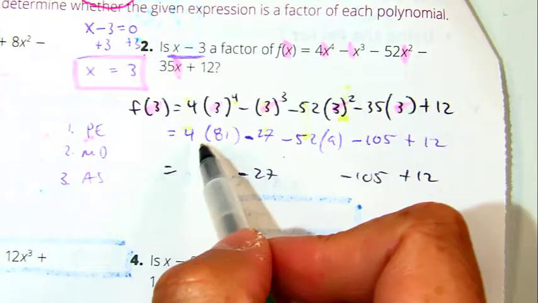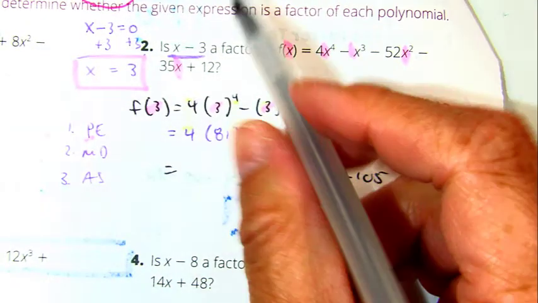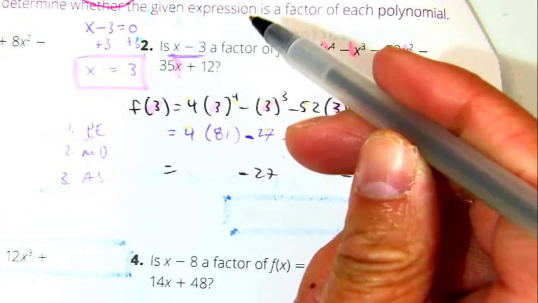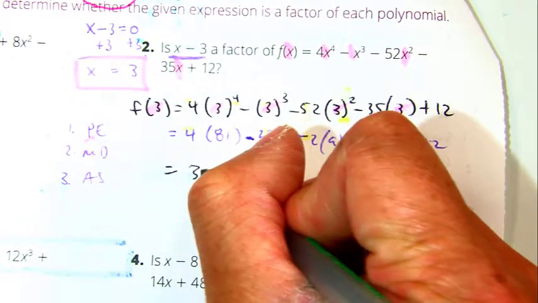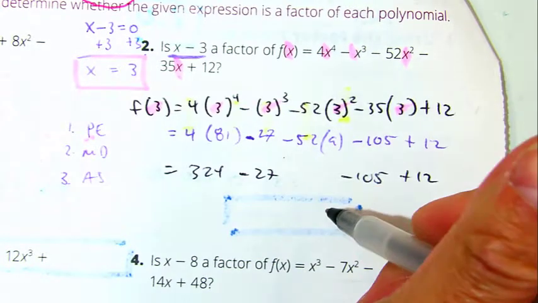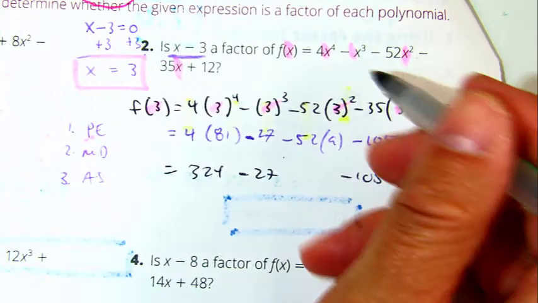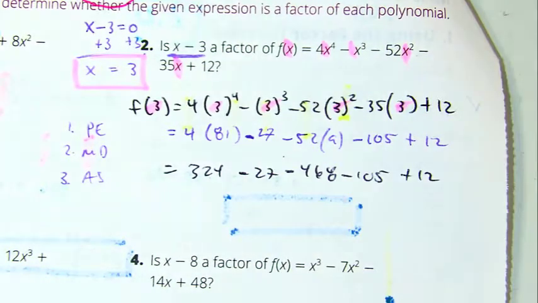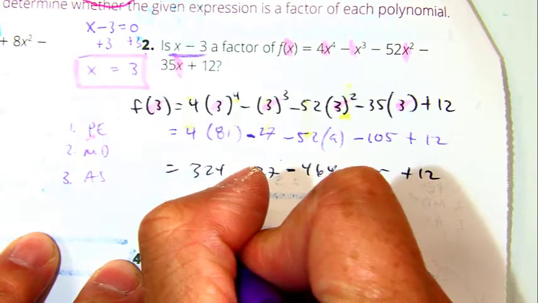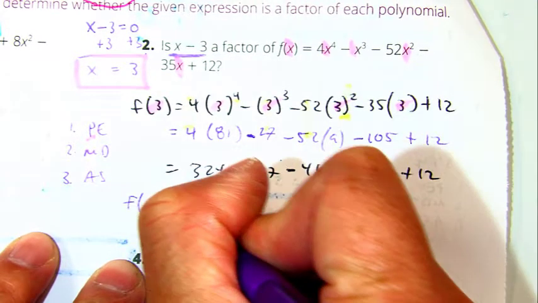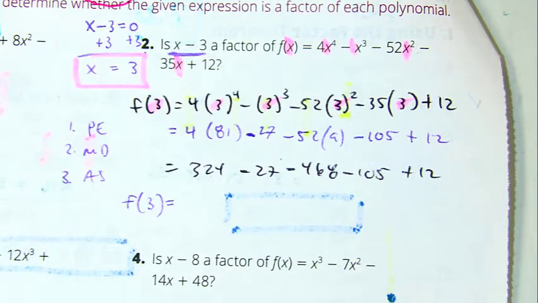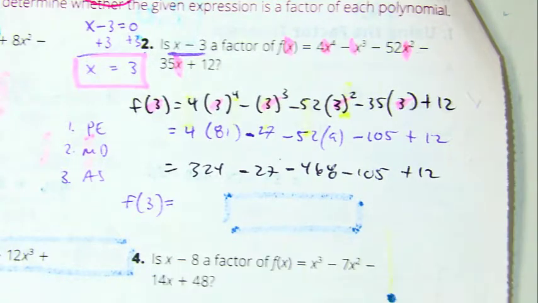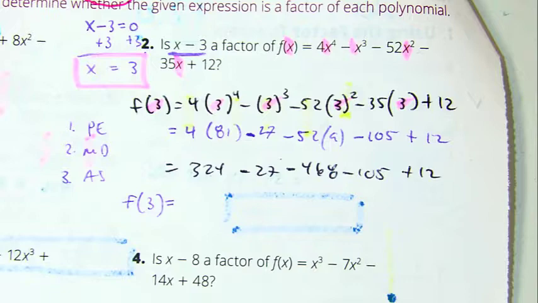4 times 81? And negative 52 times 9? Negative 468. Thank you. Selena, if I add all of those together, what did you get? Negative 264. Raise your hand if you got negative 264. Double check.